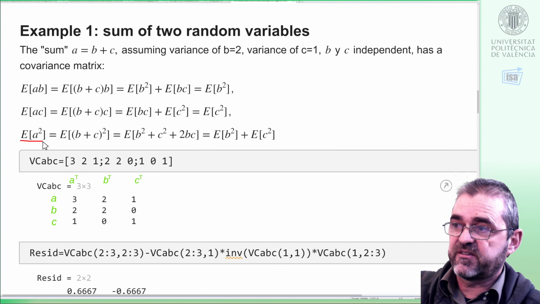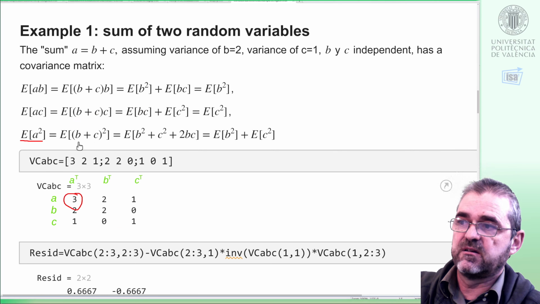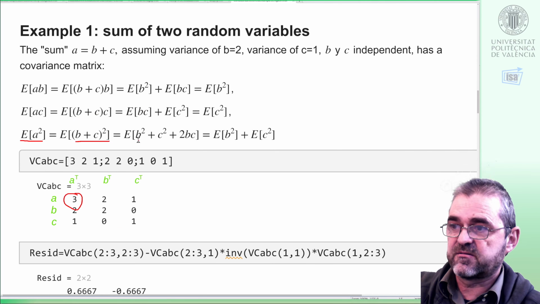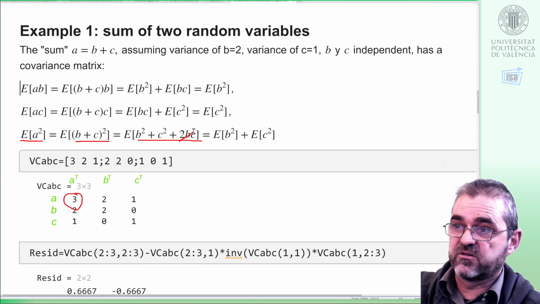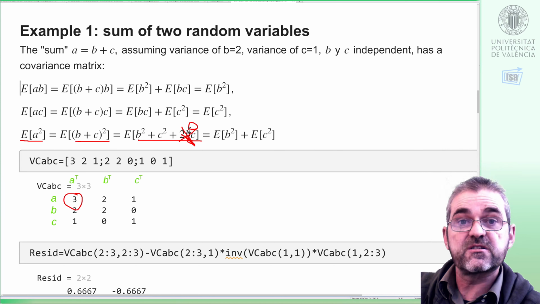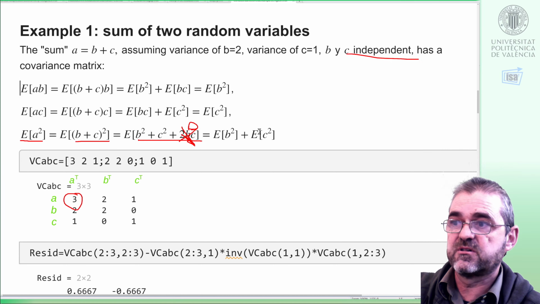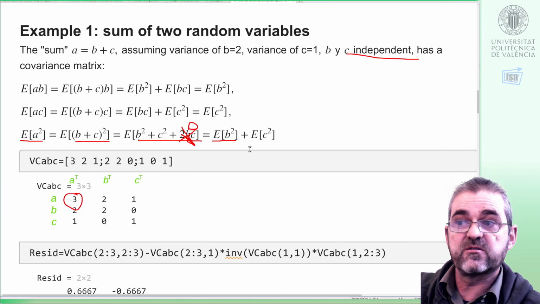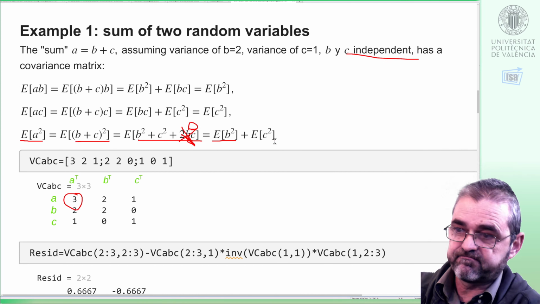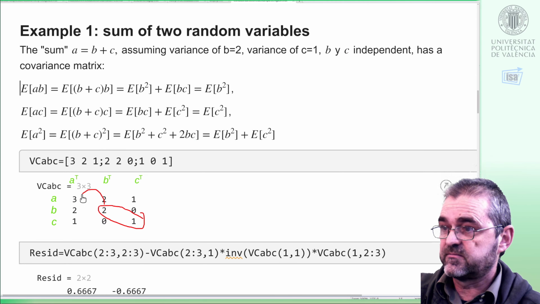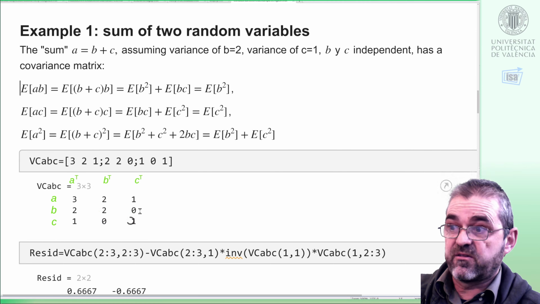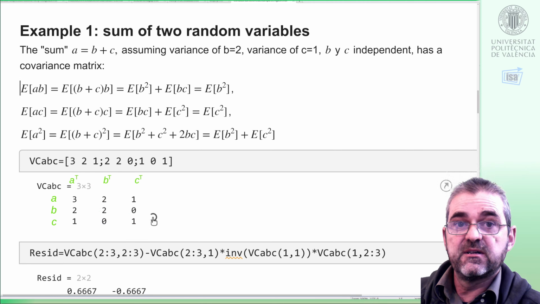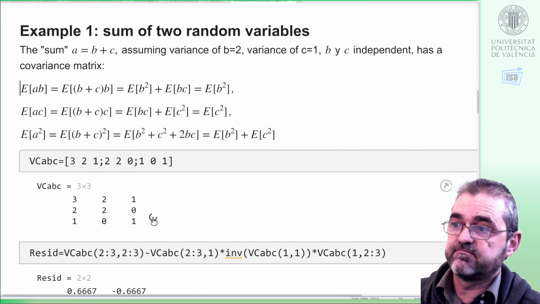Last, the variance of A, this element here. Well, (B plus C) squared is the usual formula: the square of B plus the square of C plus double the product. The expectation of this product will be zero because of the independence assumption, so I get the sum of the variances of B and C, and hence 2 plus 1 is the 3 I am putting there. So we have the 3 by 3 matrix to start with and discuss some conclusions on it.